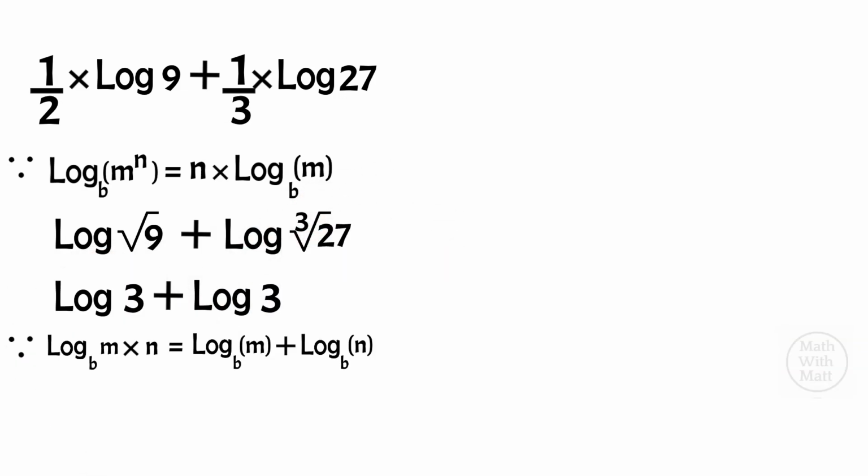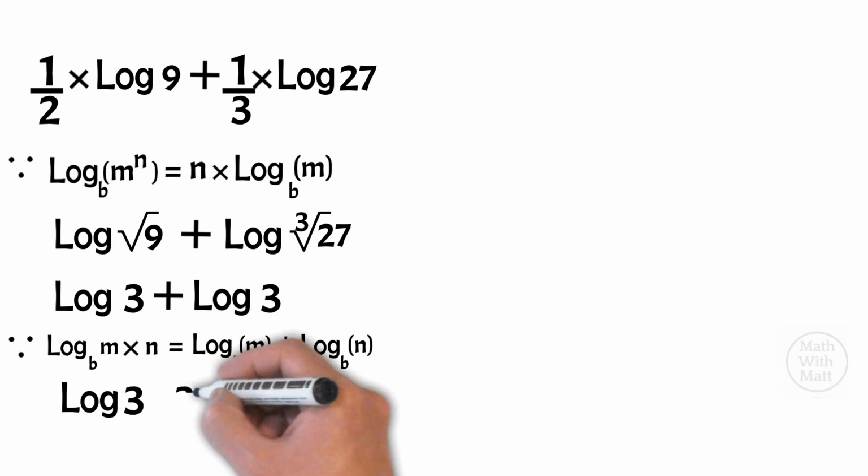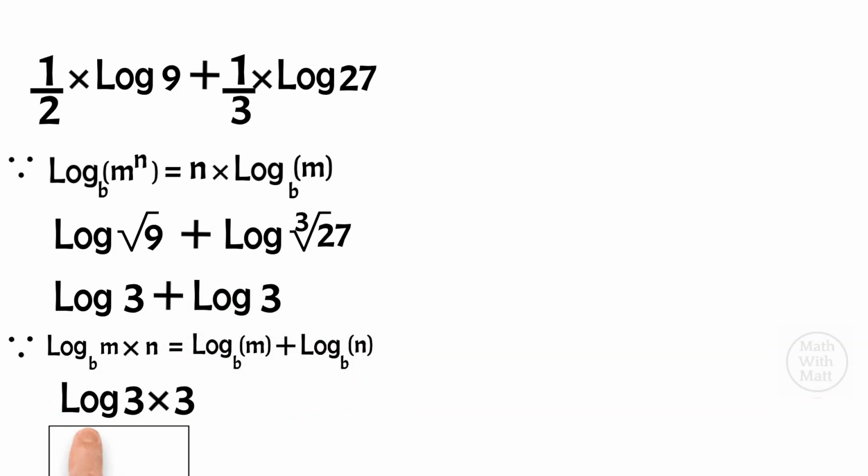Further, we use log of product to get log of 3 times 3, which leads to the final answer as log of 9. Here we can see the base is missing, and we know if the base is missing we always assume it to be e. However, we didn't need the base here, because we need to find the simplest log, and that stops at log of 9.